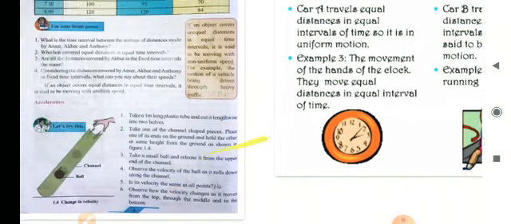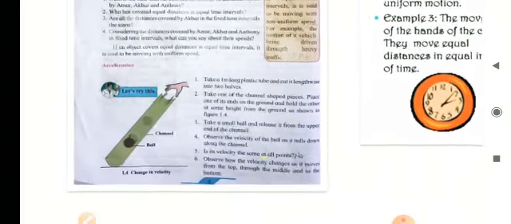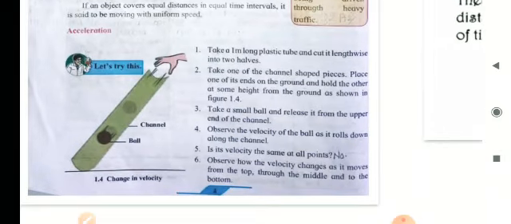Now, let us move on to a new concept called acceleration. Take a 1 millimeter long plastic tube and cut it lengthwise into two halves. Take one of the channel shaped pieces, place one of its ends on the ground and hold the other at some height from the ground as shown in figure 1.4. Take a small ball and release it from the upper end of the channel. Observe the velocity of the ball as it rolls down along the channel.